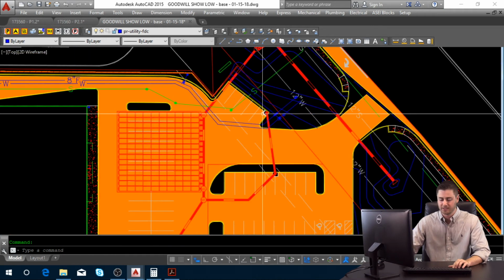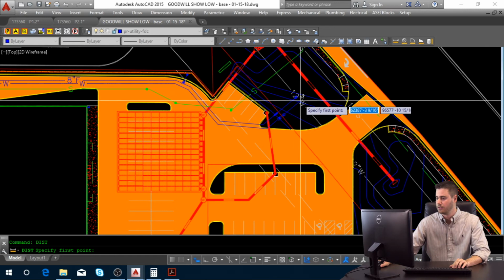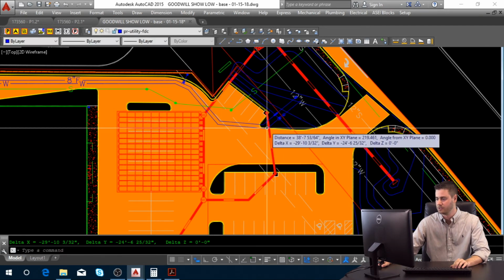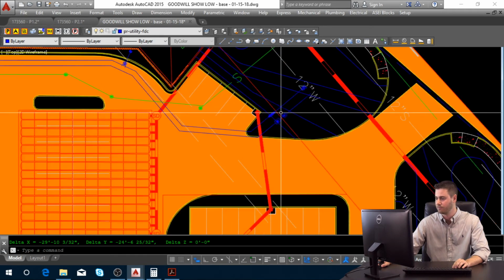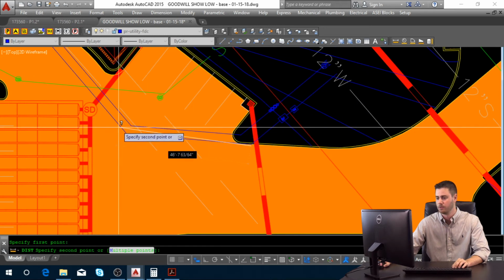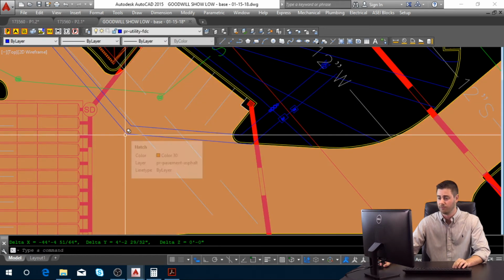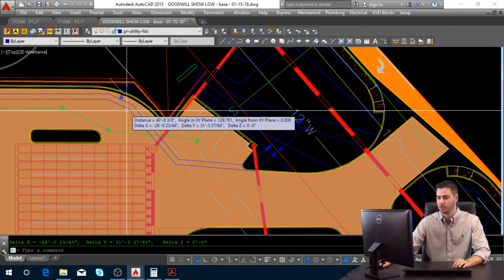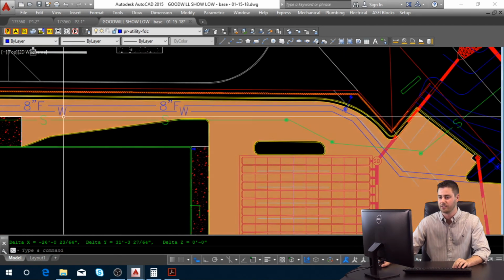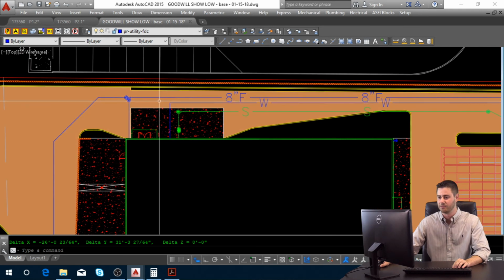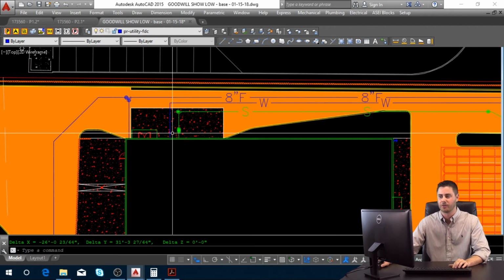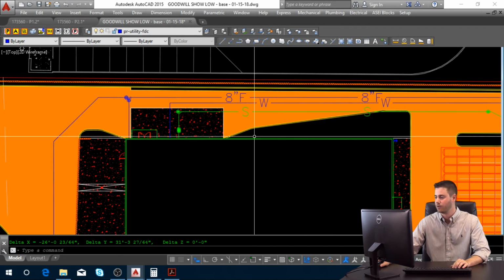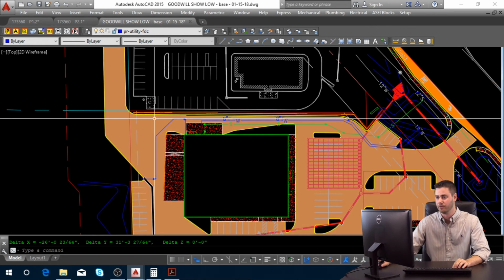So using the distance command, I'll type in DIST and determine our distance. So in this case, we have 38 feet for that first section, 44 feet for our second section, and so on. So I've already done this ahead of time to help save some time, and determined that we have about 350 feet from the street main to the building.